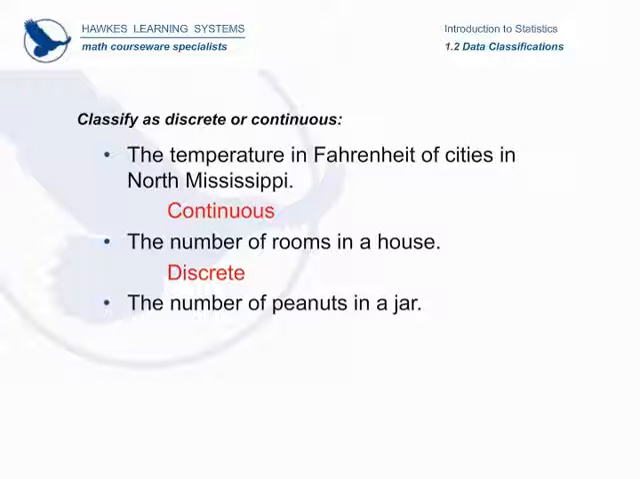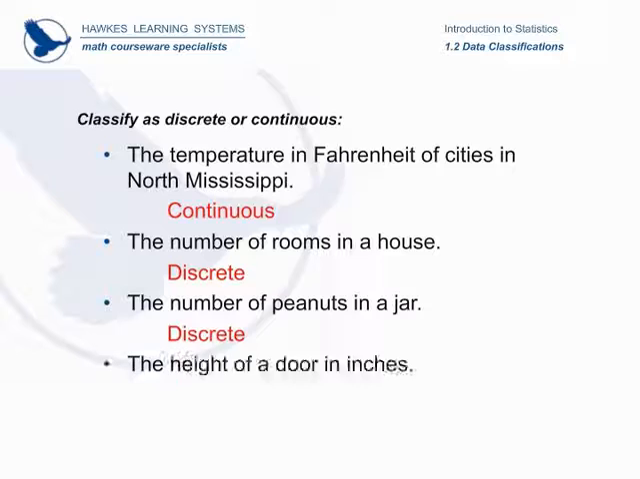The number of peanuts in a jar. That would also be discrete because the jar would contain a specific number of peanuts. The height of a door in inches. That would be continuous because the height of a door might vary based on one door or another.